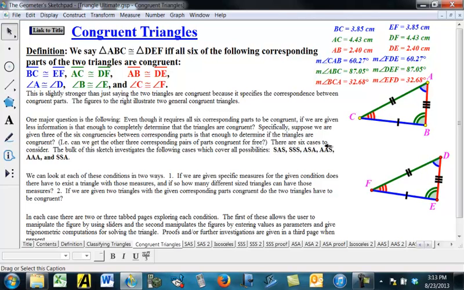Okay. The other one, angle, angle, side, has a side that's opposite the first A. So angle, angle, and then a side, and the side is opposite that first angle there.